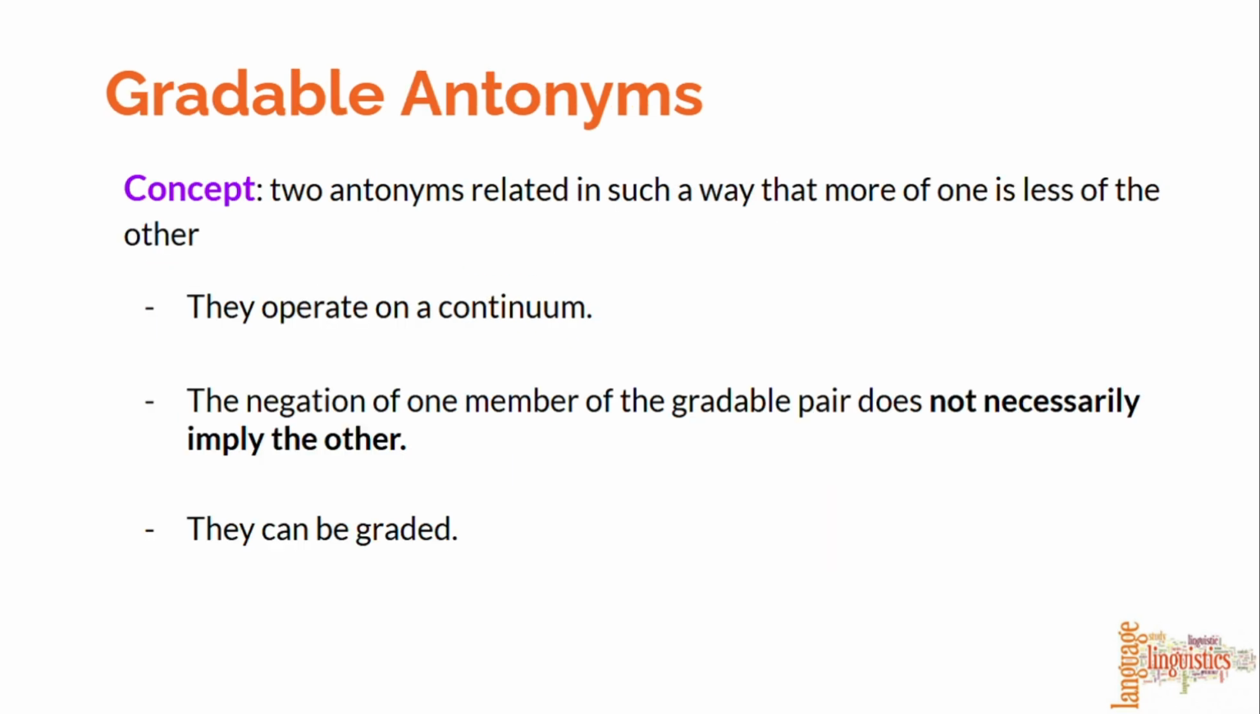Let's look at gradable antonyms. The concept of gradable antonyms: it is two antonyms related in such a way that more of one is less of the other. It has three features. The first feature is that they operate on a continuum. The second feature is that the negation of one member of the gradable pair does not necessarily imply the other. And its third feature is that they can be graded.